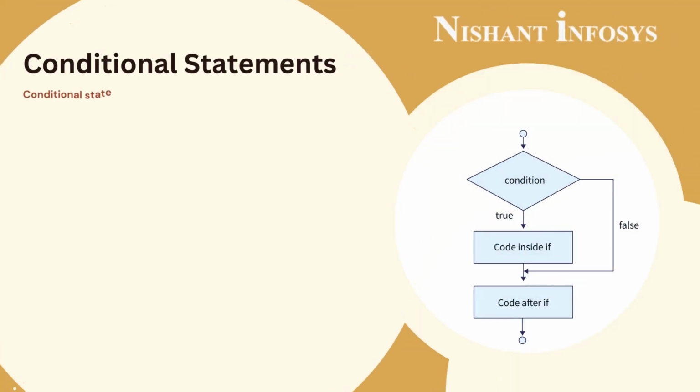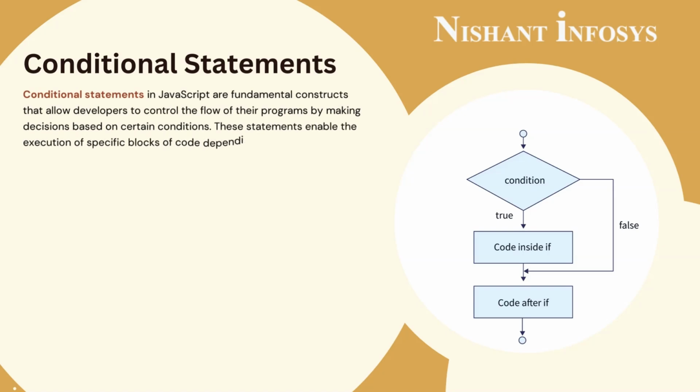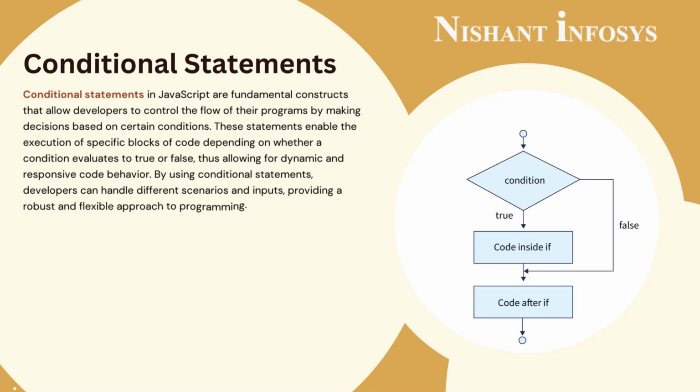Let us discuss about conditional statements in JavaScript. Conditional statements in JavaScript are fundamental constructs that allow developers to control the flow of their programs by making decisions based on certain conditions. These statements enable the execution of specific blocks of code depending on whether a condition evaluates to true or false, thus allowing for dynamic and responsive code behavior. By using conditional statements, developers can handle different scenarios and inputs, providing a robust and flexible approach to programming.